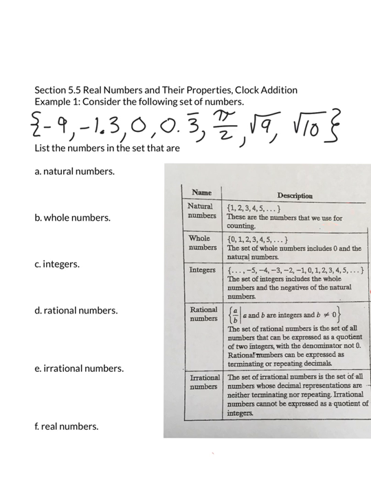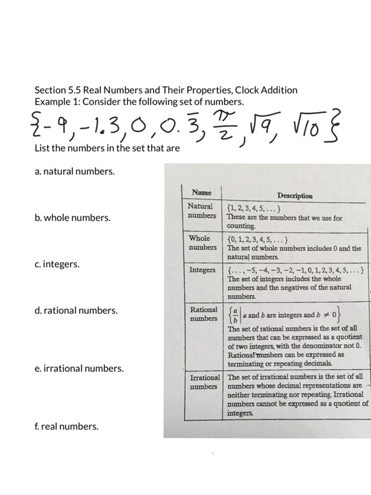In the second row are the whole numbers. And whole numbers, you're going to see all the natural numbers, 1 through 5 and on, but also 0 is in the set. So whole numbers are all of the natural numbers plus the 0. So still don't see any negative numbers yet, nor do you see any decimals like 1.5 yet.